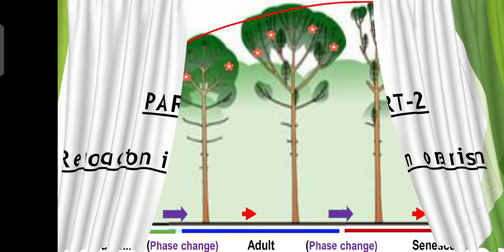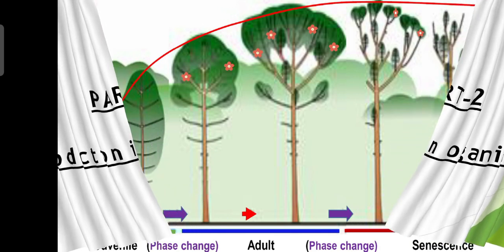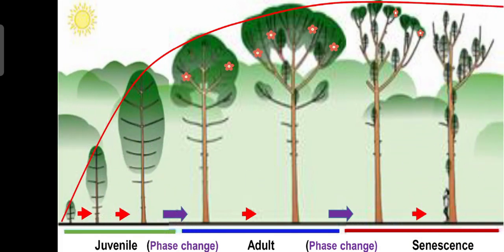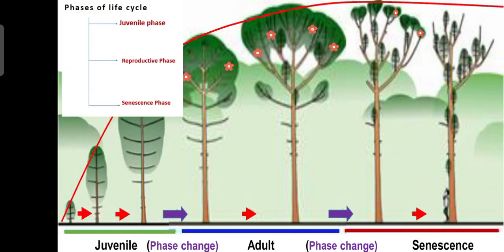In the life cycle, there are three phases: the juvenile phase, the reproductive phase, and the senescence phase. The juvenile phase is a phase where there is only somatic growth or vegetative growth of the plant or the animal, and the organisms remain sexually immature and sexually inactive.